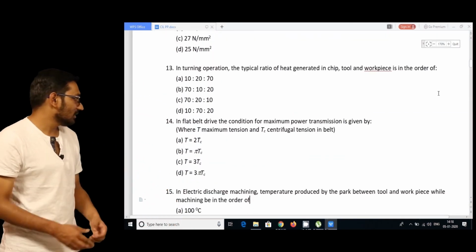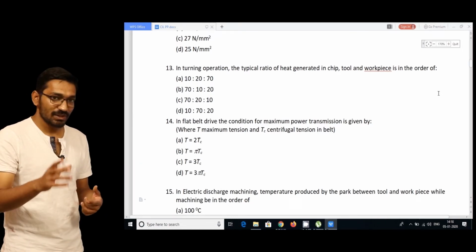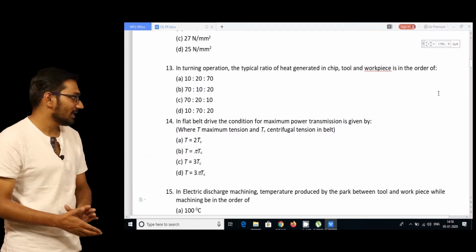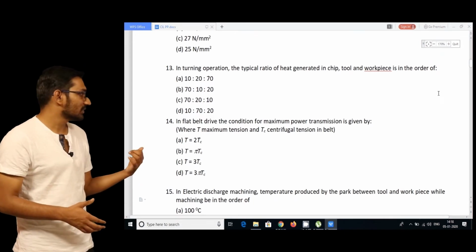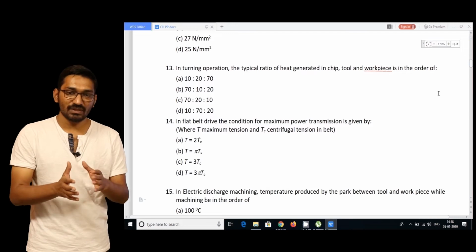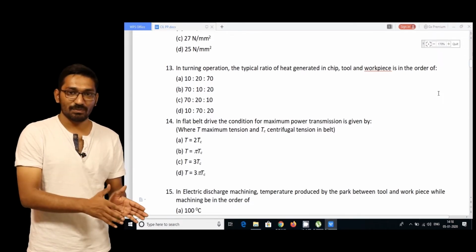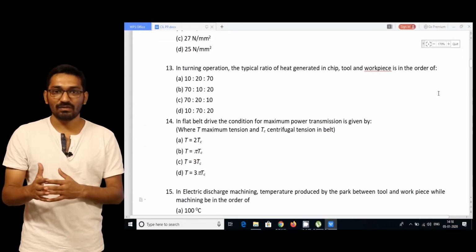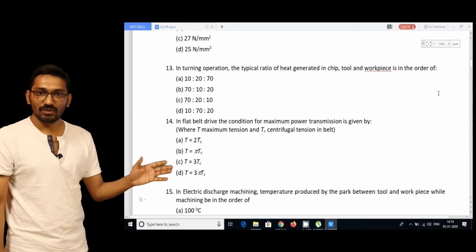Next, in the turning operation, the typical ratio of heat generated in the chip, tool and workpiece is in the order of, right? As you know, when a single point cutting tool is doing this turning operation, the maximum amount of heat generated because of friction and cutting will go to the chips, and then it will go to the tool, and very little heat will go to the workpiece. So the ratio will be 7:20:10.